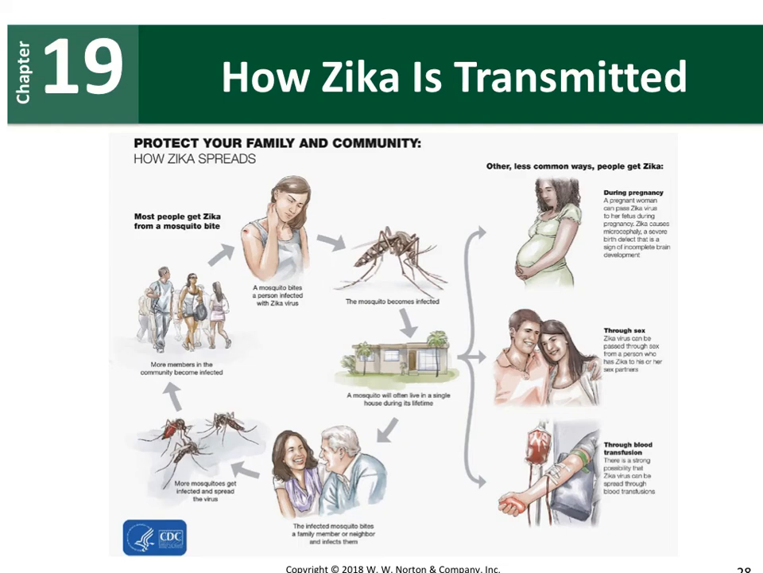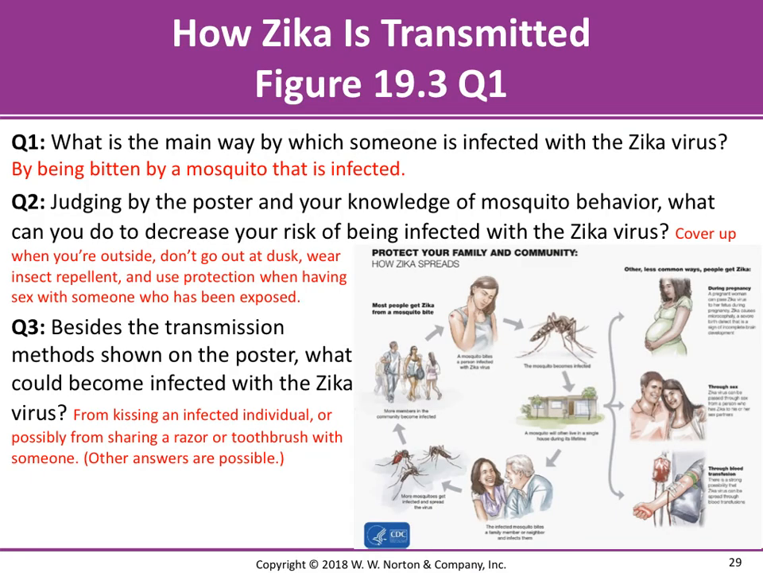So a person is bitten, the mosquito becomes infected, goes inside, will often live in a single house during its lifetime, will bite these individuals, produce more mosquitoes, more in the community, and so on. And then there are less common ways: during pregnancy, through sex, or blood transfusion. Okay.